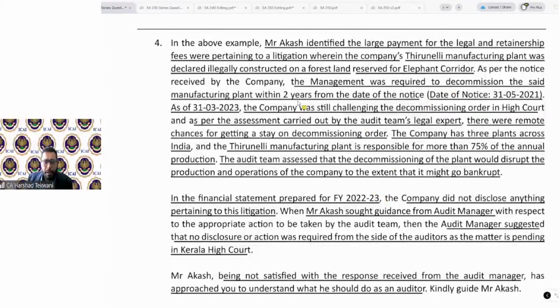So for example, here the company was still challenging the decommissioning order, but the audit team's legal expert assessed that there were remote chances of getting a stay on the decommissioning order. The manufacturing plant was responsible for 75% of annual production. And there were chances that they are going to decommission it because there were fewer chances on the stay order. The company does not disclose anything pertaining to this litigation.